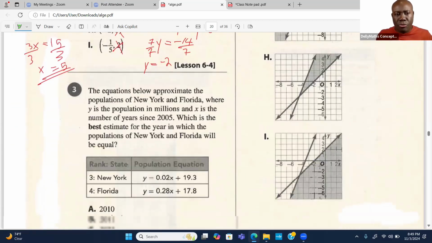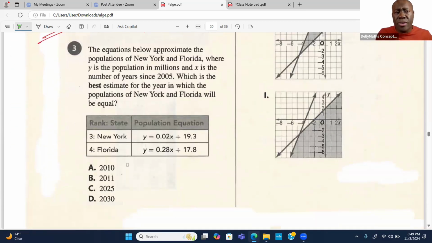Let's take a look at question 3 here. For question 3, it reads, the equation below approximates the population of New York and Florida, where y is the population in millions. Now, x is the number of years since 2005. Which is the best estimate for the year in which the population of New York and Florida will be equal.